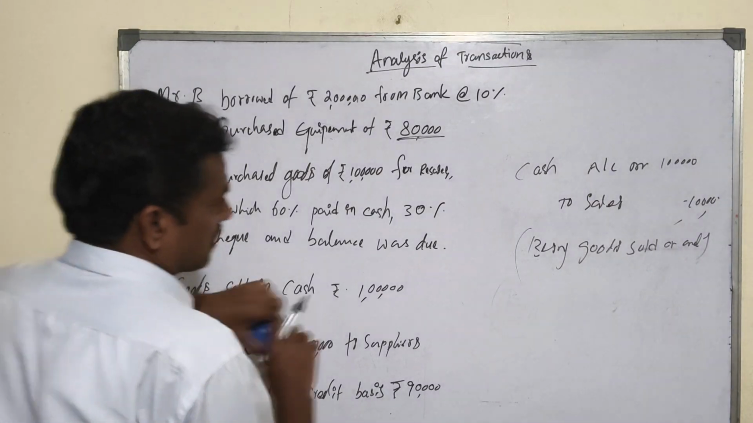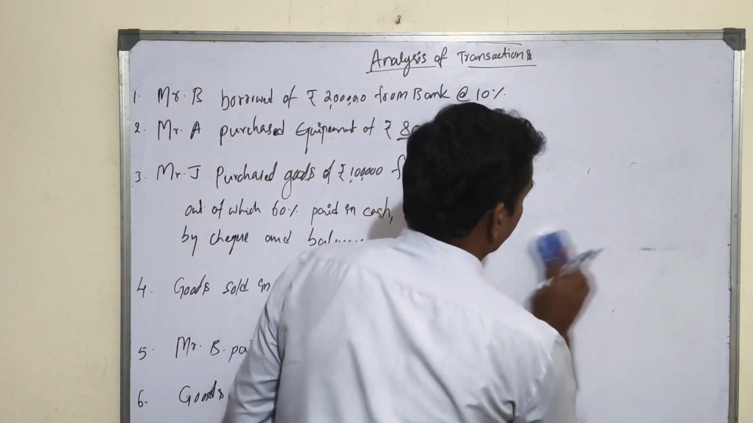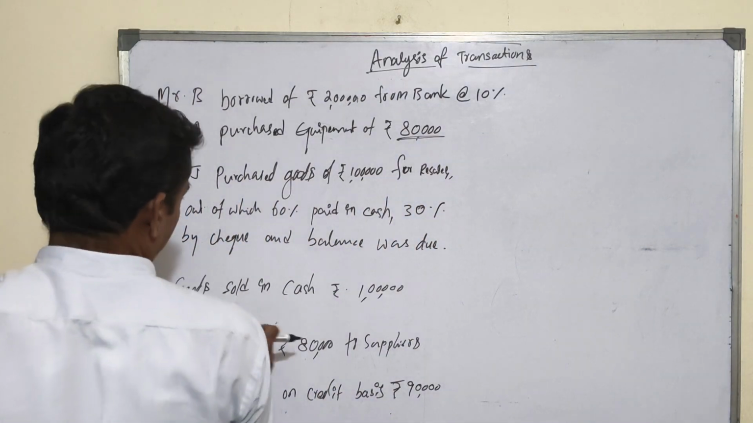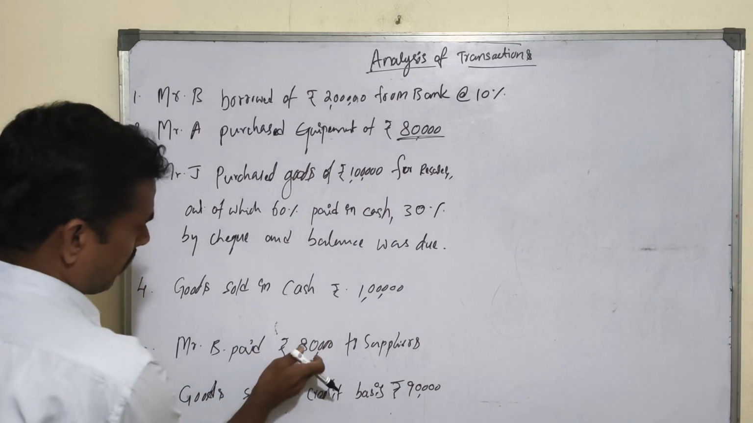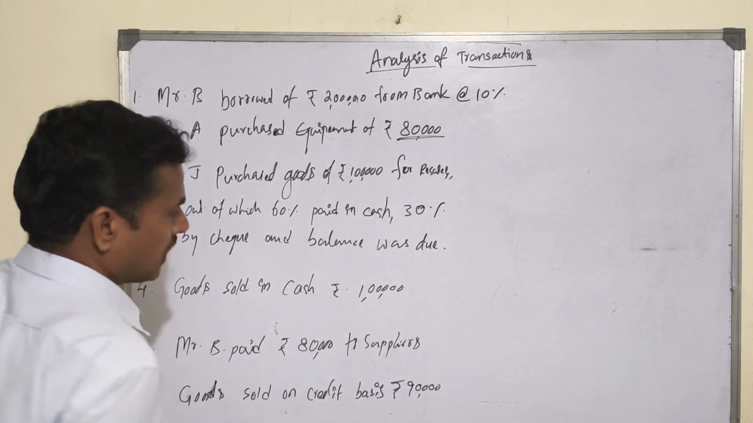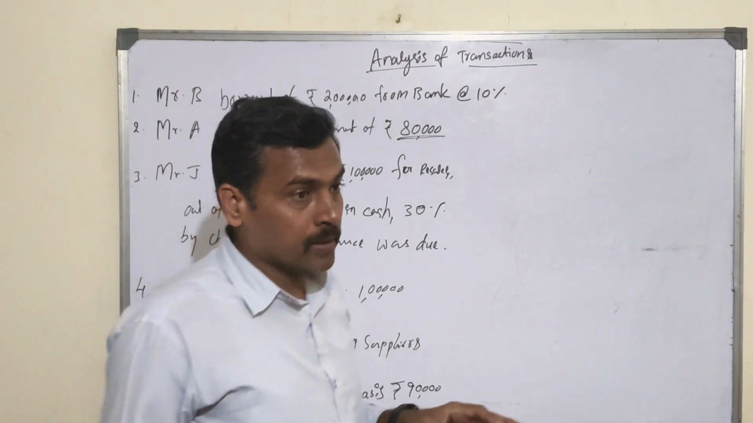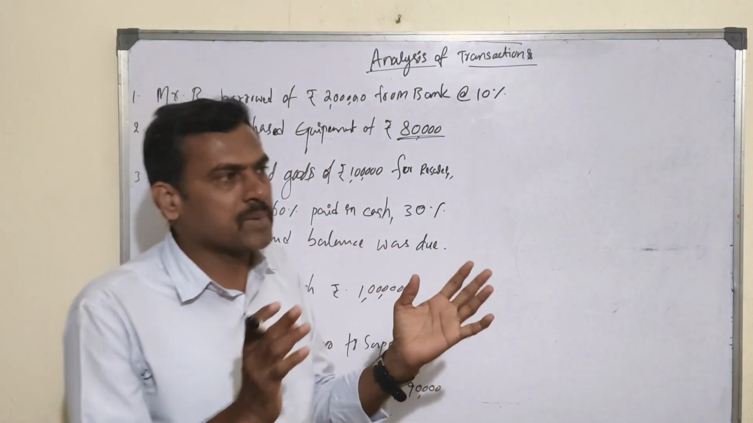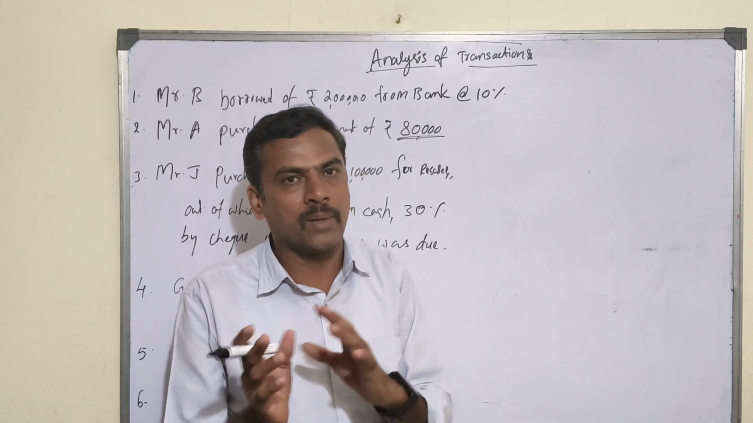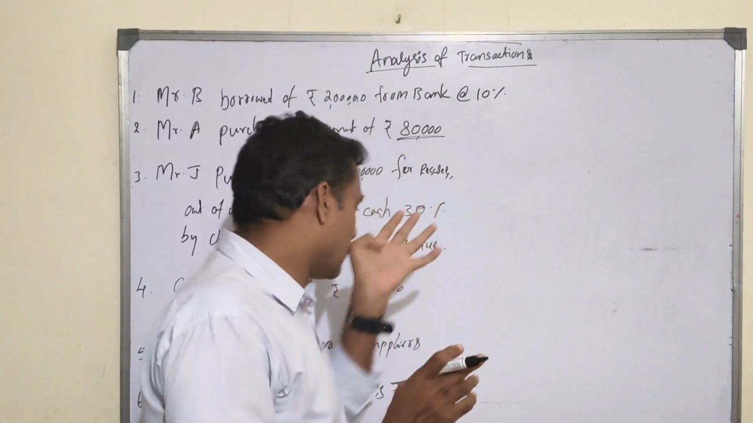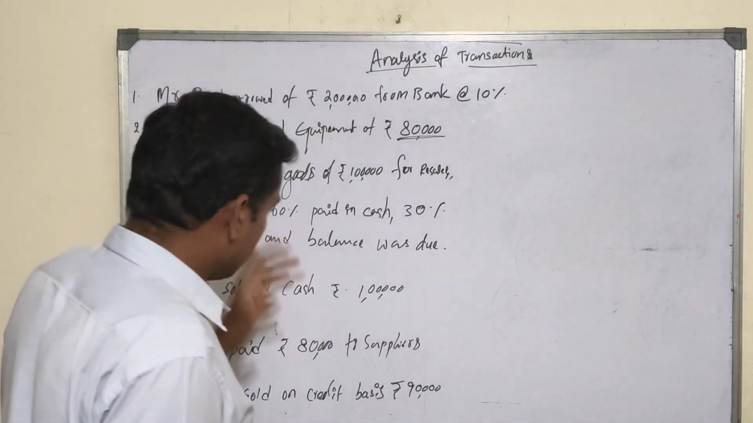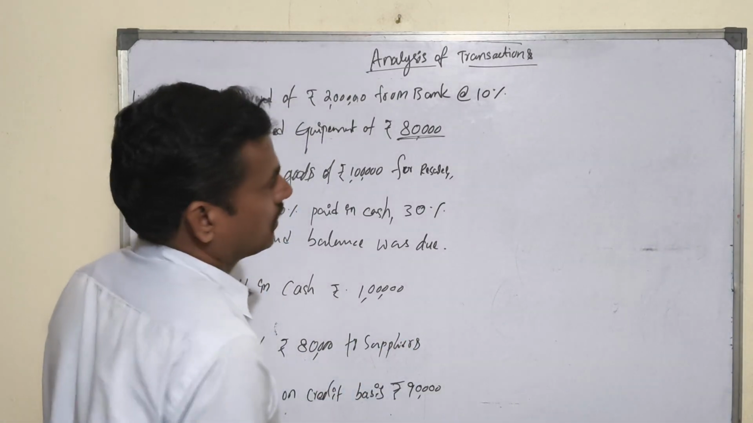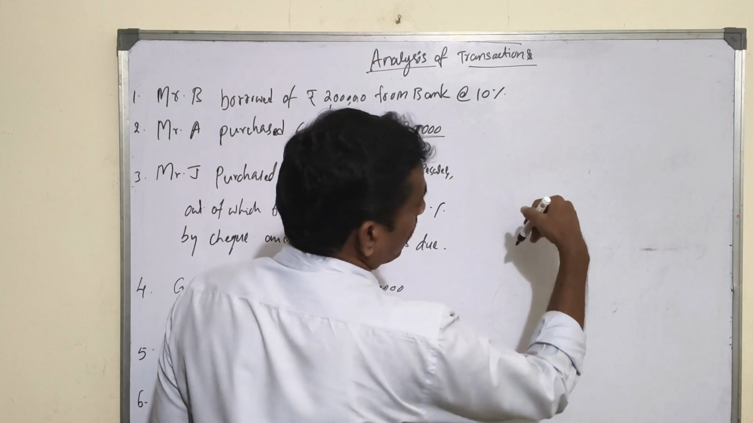The next transaction, quickly. Mr. B paid rupees 80,000 to suppliers. Who is the supplier? The person who supplies the goods to the company on credit basis or cash basis, based on the understanding agreement between the company and the suppliers, right? So cash paid of rupees 80,000 to suppliers. That means cash is going out of the business.